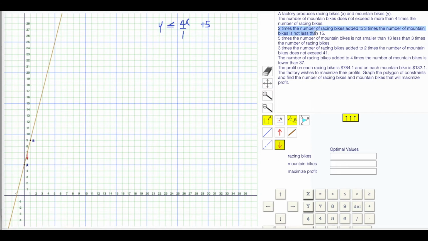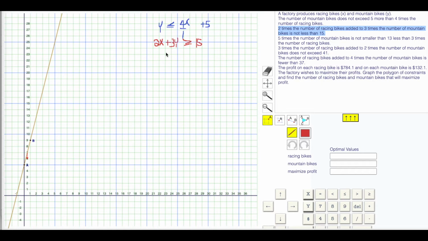The next one, 2 times the number of racing bikes added to 3 times the number of mountain bikes is not less than 15. 2 times racing bikes, the racing bikes are x, 2x, added to 3 times the mountain bikes, plus 3y, is not less than. That means, could it be equal to if it's not less than? Yeah. Could it be greater than? Yeah. So greater than or equal to 15.